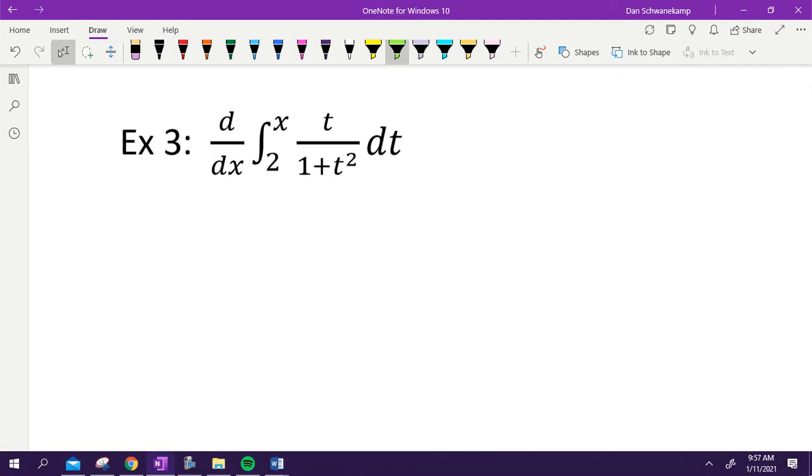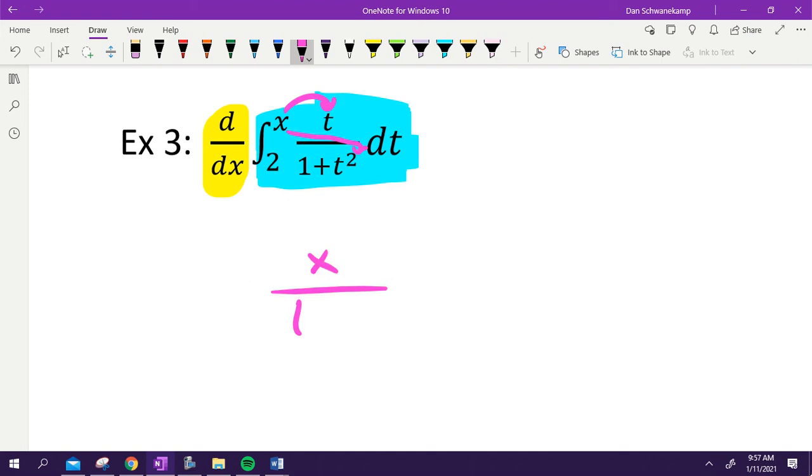Example 3, we are finding the derivative of an integral. Those two things are opposites. If x is in the upper bound, all we have to do is plug it in. Is x in the upper bound? Cool. Plug it in. So I'm plugging it in there, and I got to plug it in there. So my answer is going to be x over 1 plus x squared.